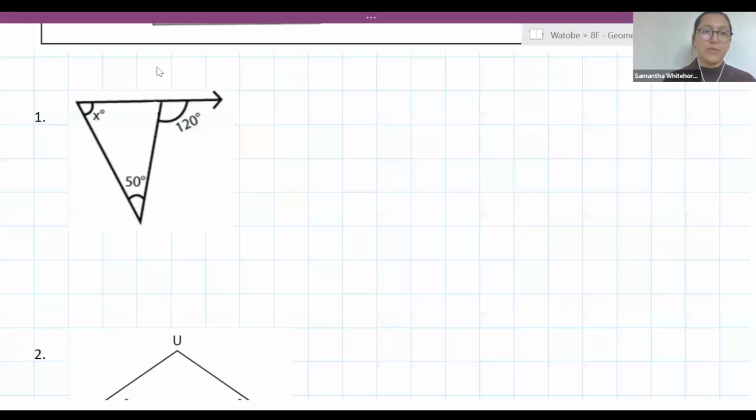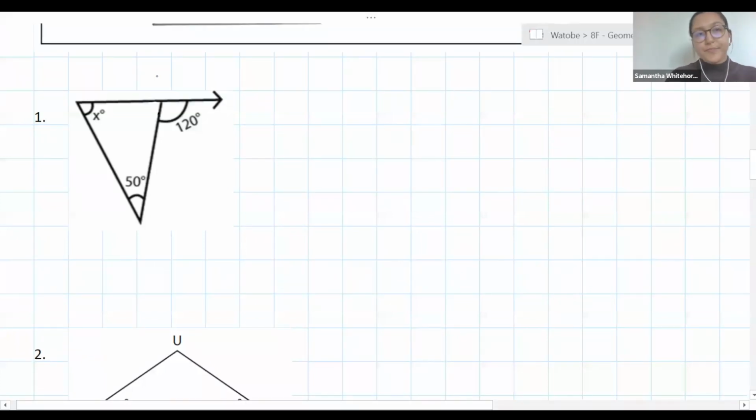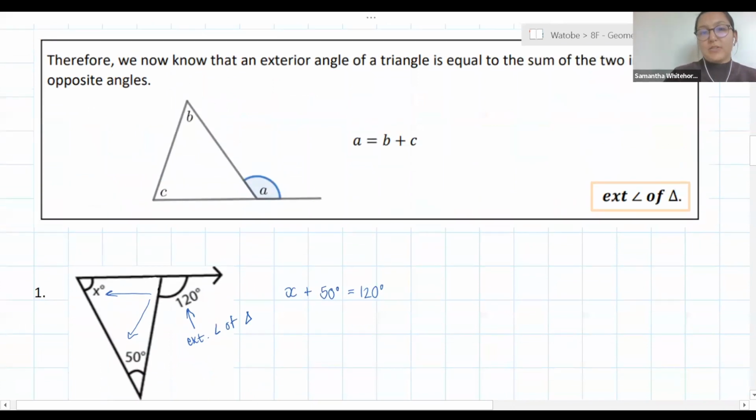Our first question, we've got a triangle and two angles that have been given to us. Importantly, this 120 is an exterior angle of the triangle, and that's quite important because we know something special about it. We know that it's equal to the two opposite interior angles added together. So to find x, I know that x plus the 50-degree angle must give me 120 because of this reason up here, exterior angles of a triangle.